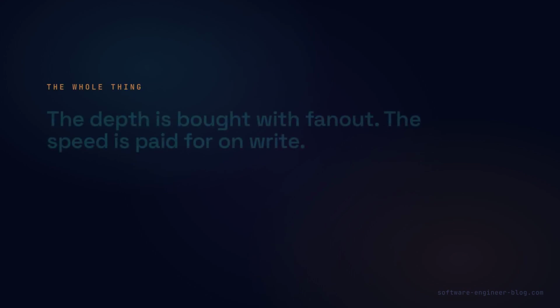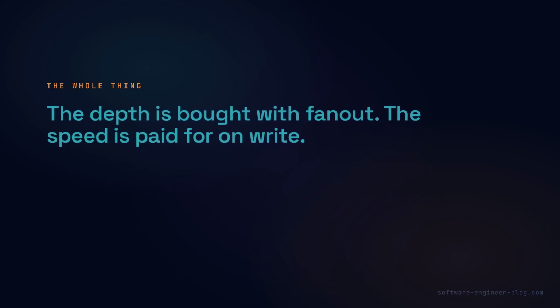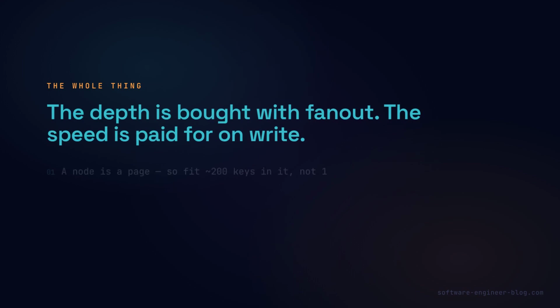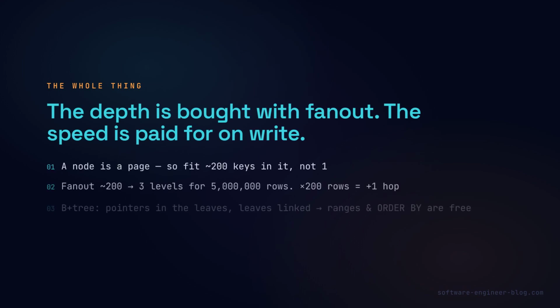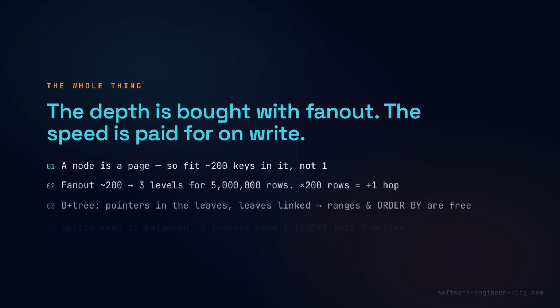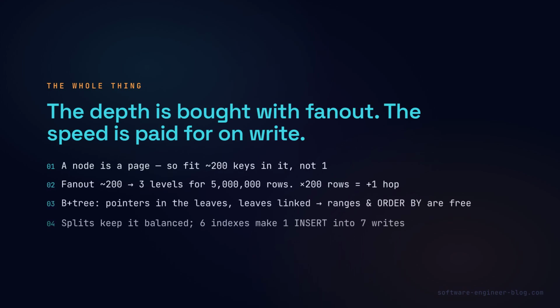The whole thing in 4 lines. A node is a page, so you fill it with 200 keys instead of 1. A fanout of 200 gives 3 levels for 5 million rows, and multiplying the table by 200 costs 1 more hop. B+tree means the pointers live in the leaves, and the leaves are linked, which is why ranges and order by come free. And splitting is how it stays balanced under writes, which is why 6 indexes turn 1 insert into 7 writes.